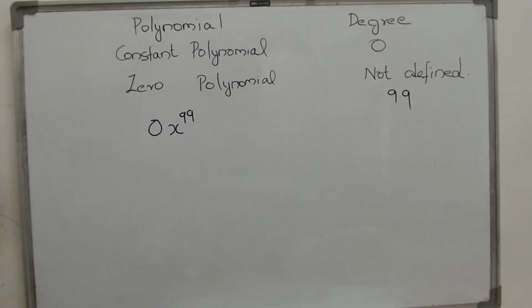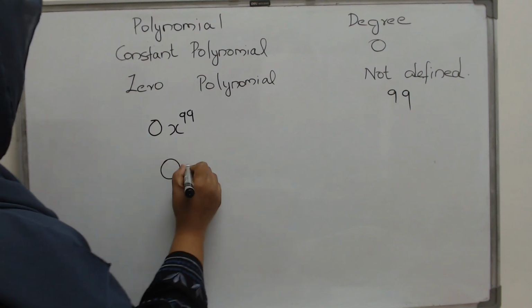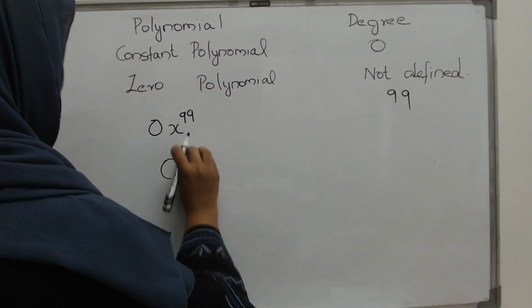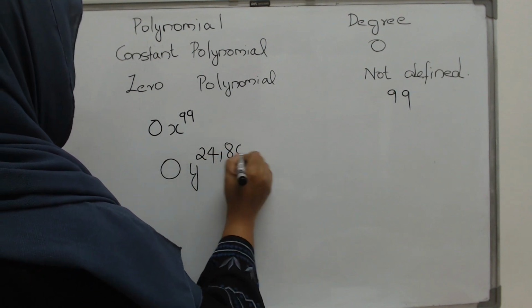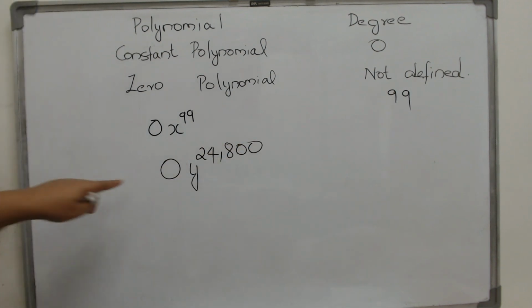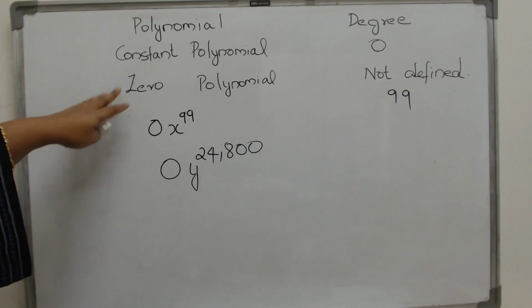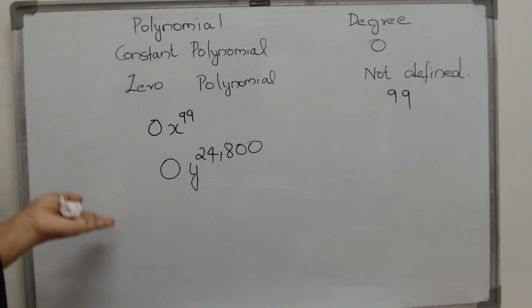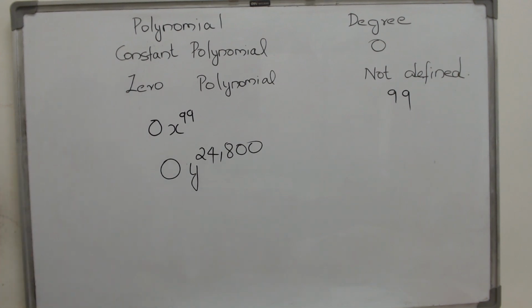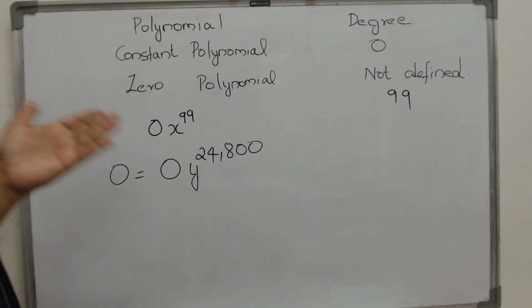Then somebody else comes and they say my favorite alphabet is Y and my favorite number is 24,800. So now this person will say that the zero polynomial, its degree is 24,800. That person is also correct. Why? Because 0 multiplied with any number will give you 0. That person is also going to tell it is some other number.